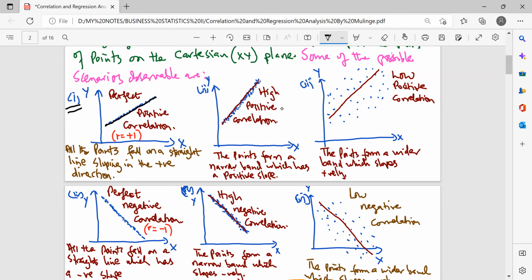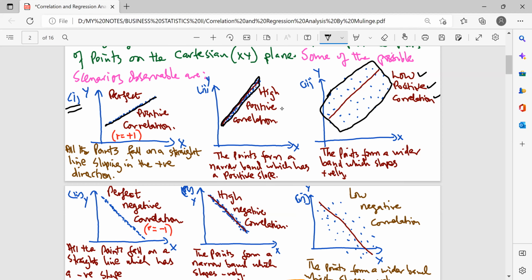Another scenario is where you plot the points and there is evidence that they are sloping upwards. They are extremely close to each other, but they don't form a straight line. They form a very narrow band like this one. If that is the nature of your scatter plot, you can say that there is high positive correlation. Then you can also plot the points and notice there is evidence that they are sloping upwards like these ones, but the points are quite far apart from each other. In such a case, you say there is low positive correlation.